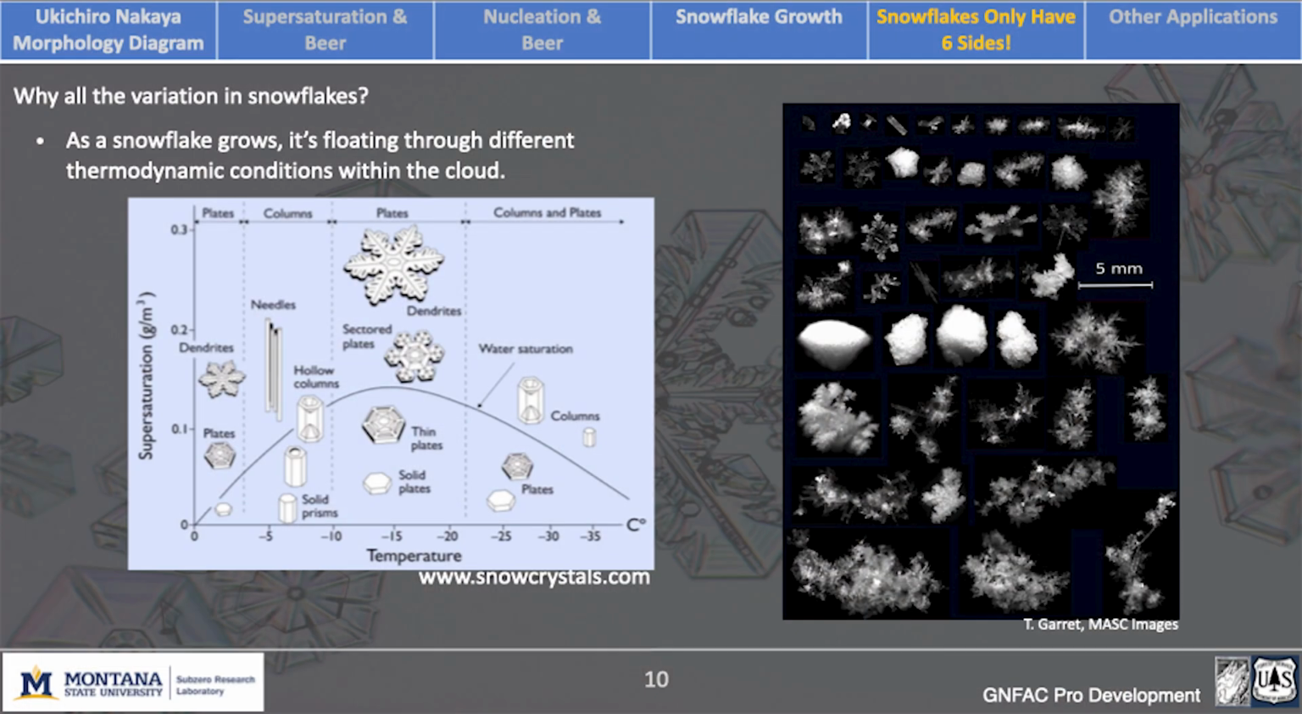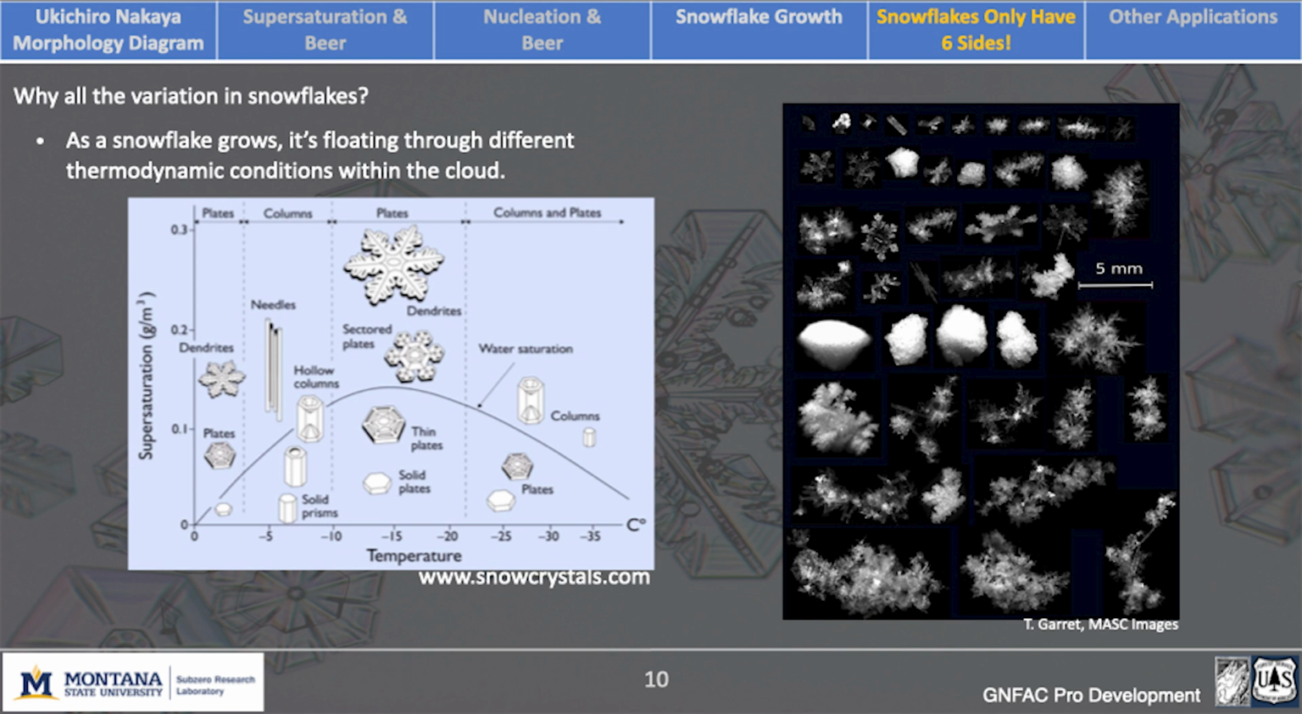So as a snowflake grows, it's floating through different thermodynamic conditions within the cloud. So this picture is from a multi-angle snowflake camera down at University of Utah some time ago that captured all the different snowflakes that can fall basically during one storm. So you see a little bit of everything. You get some dendrites, you get some columns, you get some graupel, you get some aggregates, you get some really rimed dendrites. You can see a little bit of everything.